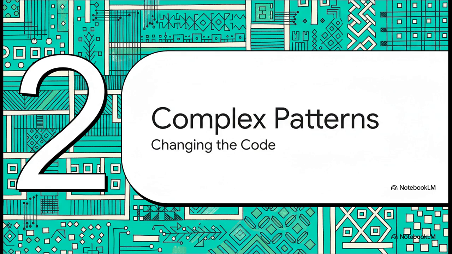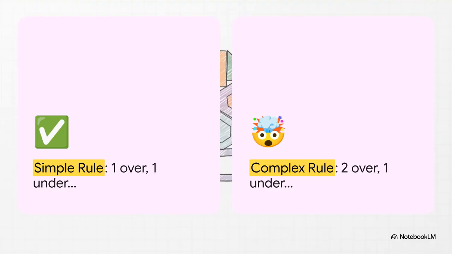Right, so if a simple code gives us a simple pattern, what do you think happens if we change the code a little bit? Let's just make one tiny tweak. Instead of our 1 over, 1 under rule, let's change the instruction to 2 over, 1 under. And then, for the next row, we'll do 2 under, 1 over. It's a really small change to the code, right?